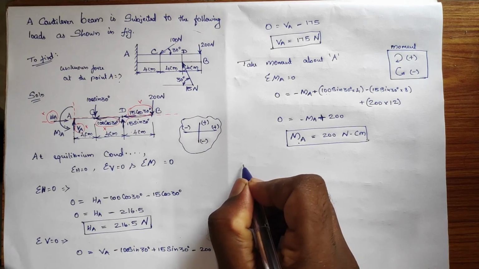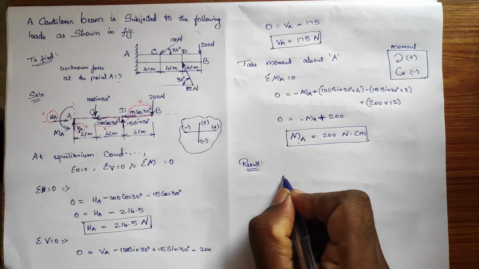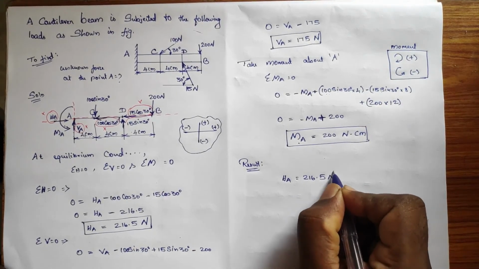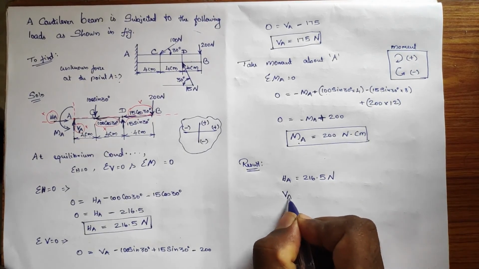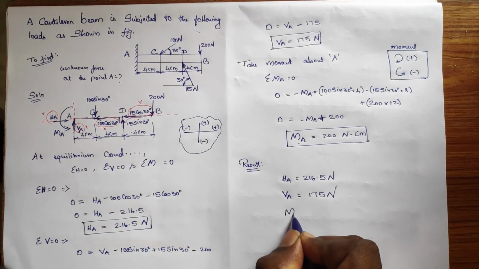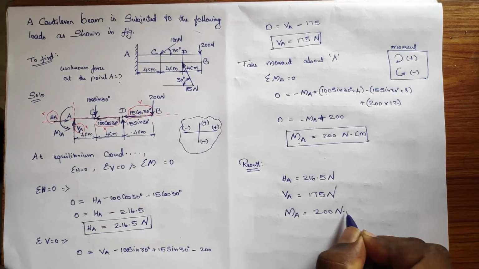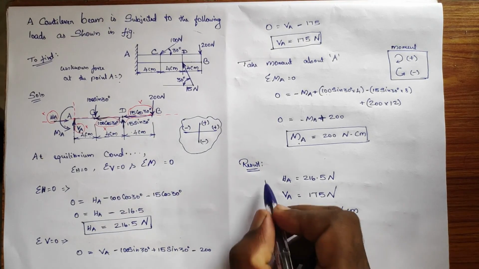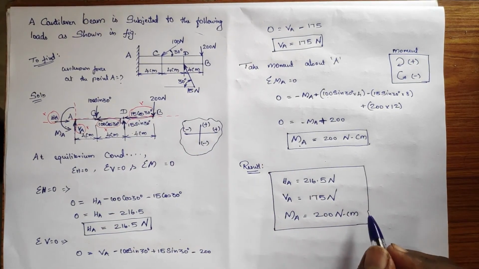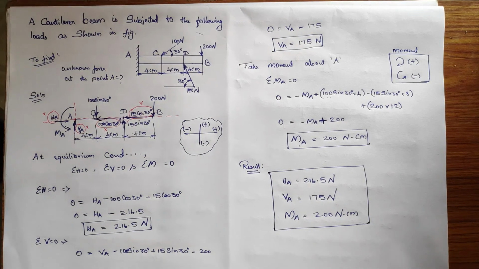So here the result: we can write HA is equal to 216.5 Newton, VA is equal to 175 Newton, and moment about A, the couple moment, is 200 Newton centimeter. So this is the answer. The unknowns have been found. This is how we need to solve the problem. I hope you understood. Thank you so much.